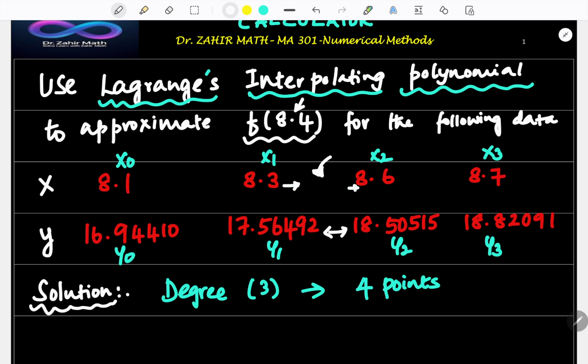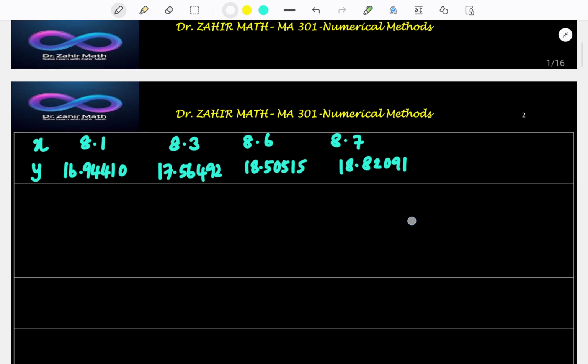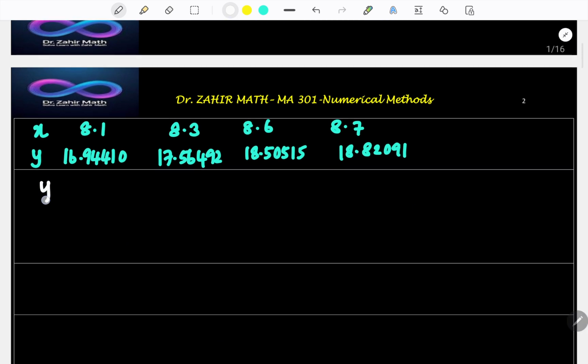And the point 8.4 is very near 8.3, while 8.6 is a little far away. So the answer is definitely nearer to what? 17.888 something, nearer to that. Okay, right. It's degree 3, right? Degree 3 means what? 4 points. So we are going to write the formula for 4 points. So what is the formula?